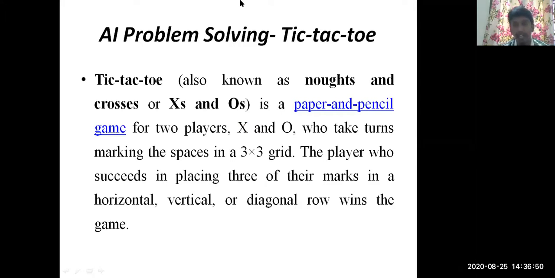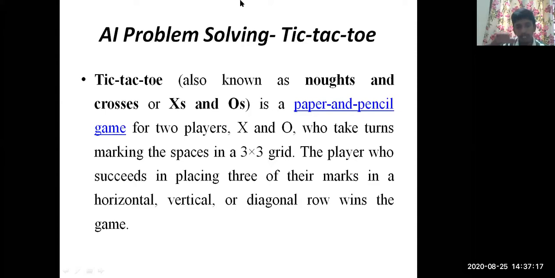Even we have played in a number of ways in our schooling, which is only for two players, where people will be taking on X or O or any other variable, who takes turns marking the spaces in a 3x3 grid. So you will be having a 3x3 grid here, the 9 possibilities, where you need to take a pencil and write in the boxes up to your choice. The player who succeeds in playing 3 of their marks in a horizontal, vertical or diagonal, any of the things, they will be winning the game.